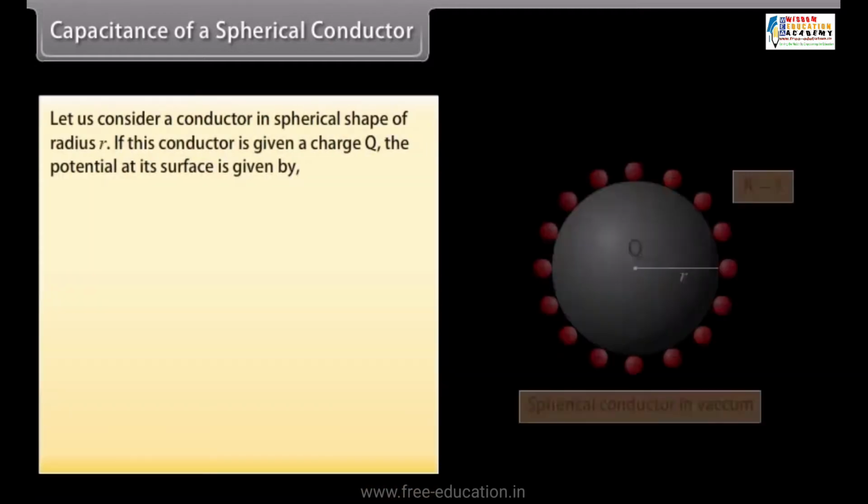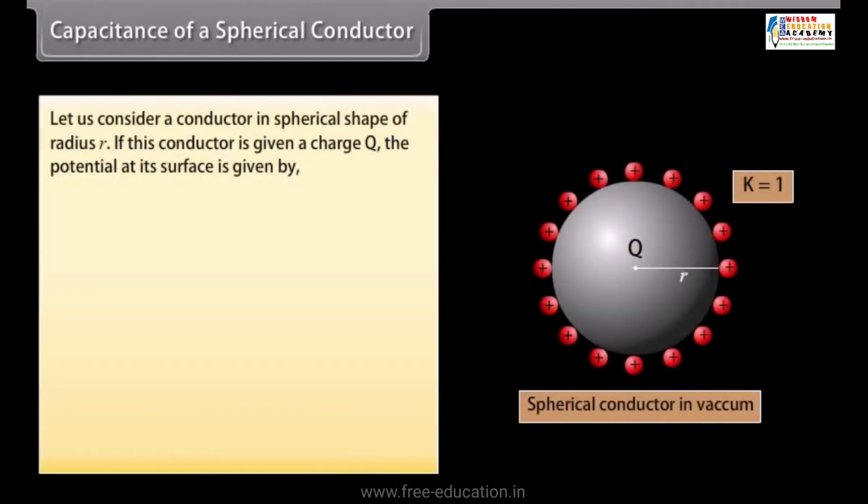Capacitance of a spherical conductor. Let us consider a conductor in spherical shape of radius R. If this conductor is given a charge Q, the potential at its surface is given by V is equal to 1 upon 4 pi epsilon not multiplied by Q upon R. It can be written as Q is equal to the product of 4 pi epsilon not R and V.